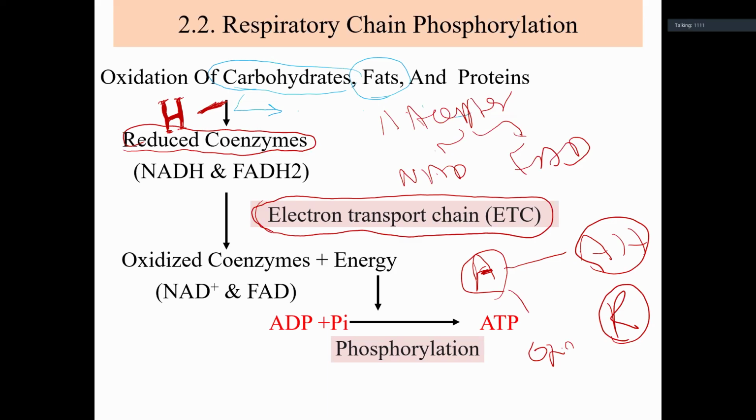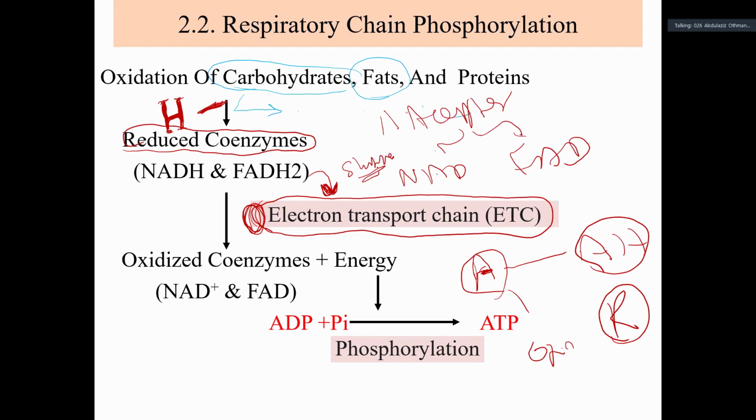Shuttle service. Now you are in the College of Medicine and the metro station is far away. So from the College of Medicine to the metro station, you will go through the shuttle buses. Clear? Now these reduced coenzymes, if they are present in the electron transport chain, no problem. But if they are not present in the electron transport chain, then they will enter into it through the shuttle service.